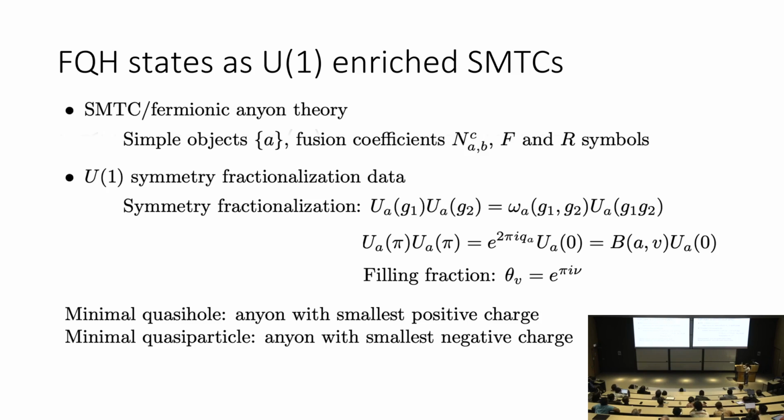And among these anyons, we'll have special minimal quasi-holes and minimal quasi-particles. These are going to be the anyons that have the smallest fractional positive charge and smallest fractional negative charge. And there may be multiple minimal quasi-holes and minimal quasi-particles. These are important, as I will mention later on, but these are just special anyons in your theory.